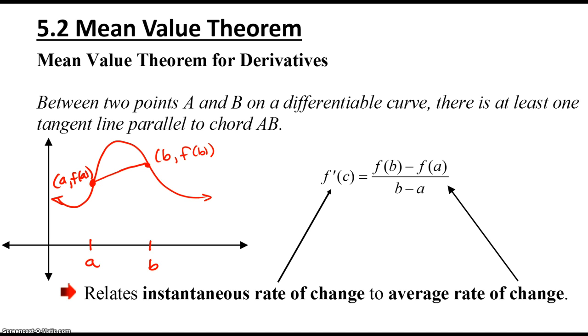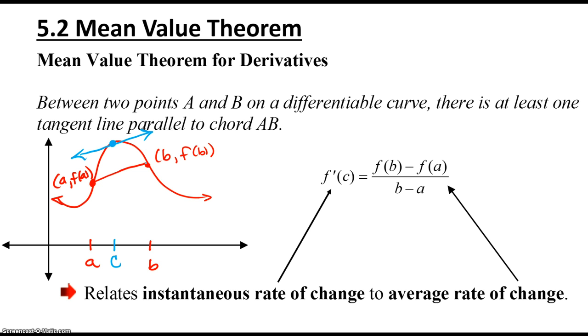Okay, so where is that point that would make it parallel? Somewhere in between here, probably maybe right here. There we go. We could call that point C. And if we drew its tangent line at C, we would see that it is parallel to the chord of AB.